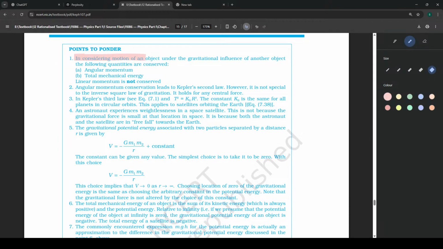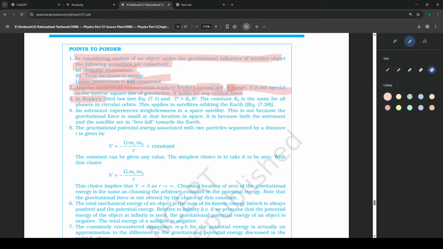Now, points to ponder. In considering the motion of an object under the gravitational influence of another object, the following quantities are conserved. Angular momentum is conserved at all points of the ellipse, as in Kepler's law, because they are moving in a circular or elliptical path. The total mechanical energy will also be conserved, but linear momentum is not conserved. Angular momentum conservation leads to Kepler's second law, that is, equal areas. However, it is not special to the inverse square law of gravitation. It holds for any central force.